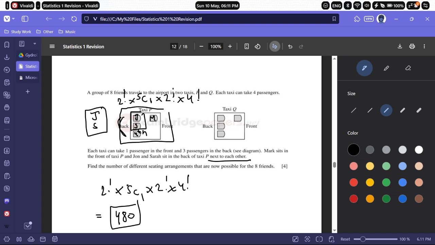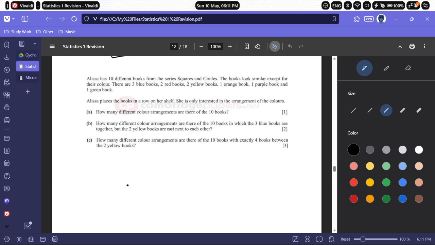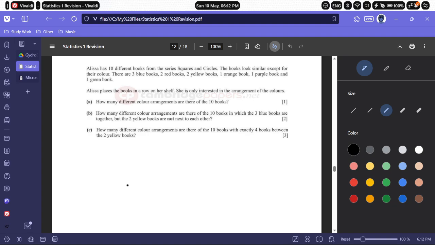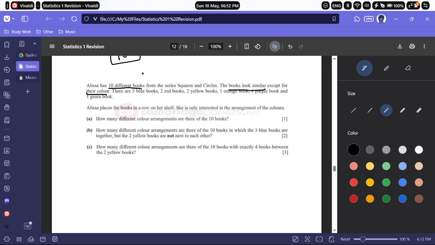Alright. So moving on. This is a good question as well. You have 10 different books from the series Squares and Circles. The books look similar, so that is important. They look similar except for their color. However, at the same time, they're telling you that they are technically 10 different books. So the only thing is that their colors might be similar. So you have 3 blue books, 2 red books, 2 yellow books, and all of that.